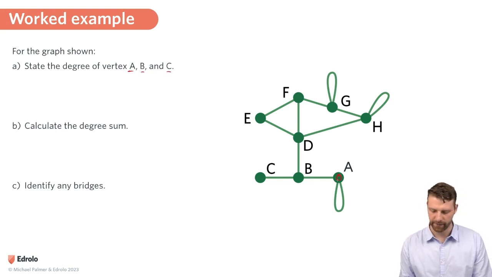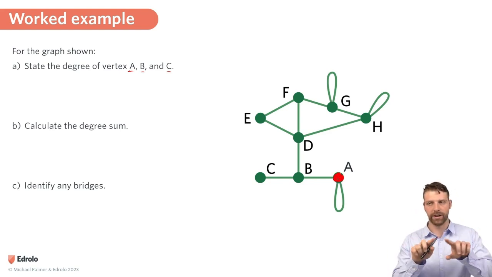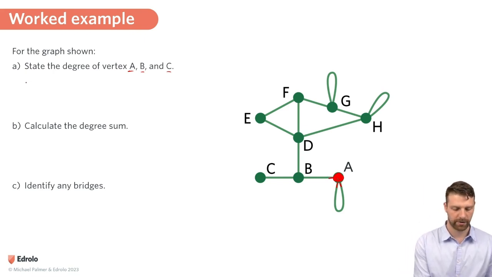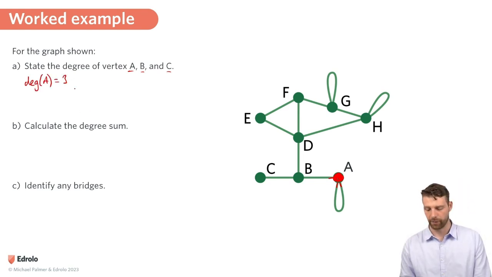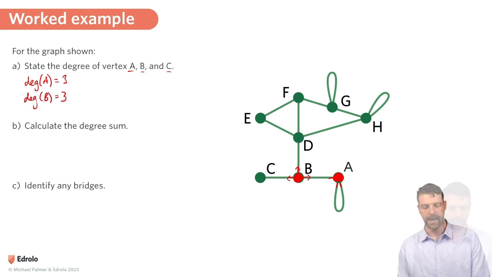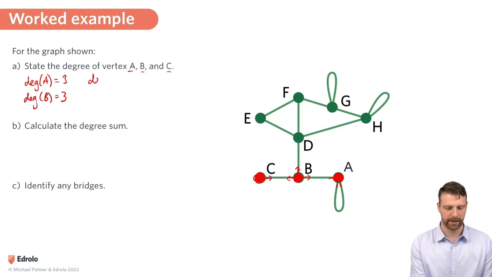So I'm going to look at vertex A first. And remember, if I'm counting the number of paths in or the number of paths out of a vertex, a loop will always count for 2. So there's 1, 2, 3 ways to leave the vertex. So the degree of A, which I might write as deg of A, is equal to 3. Let's do the same thing for B. There's B. And the number of ways I can leave B is 1, 2, 3. So the degree of B is also 3. And looking at C for our final one, there's only one way, and it's right there. So the degree of C is equal to 1.